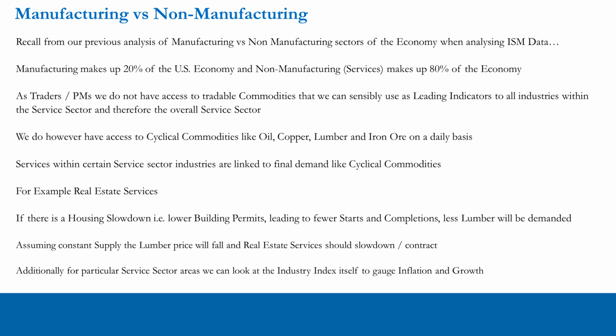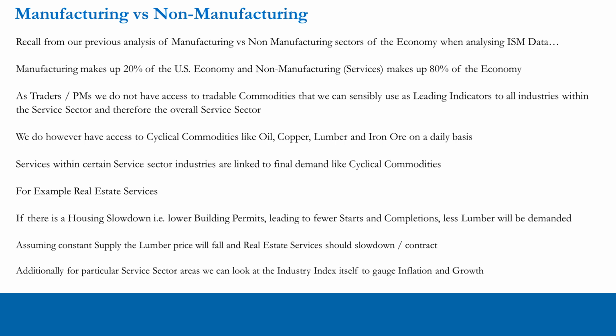So for example, in real estate services, if there's a housing slowdown where we have lower building permits that are leading to fewer housing starts and housing completions, then naturally the demand for lumber will go down. If we're assuming a constant supply, so there's no supply issues in the lumber market, then the lumber price will fall, and real estate services, which are part of the service side of the economy, should slow down or contract.